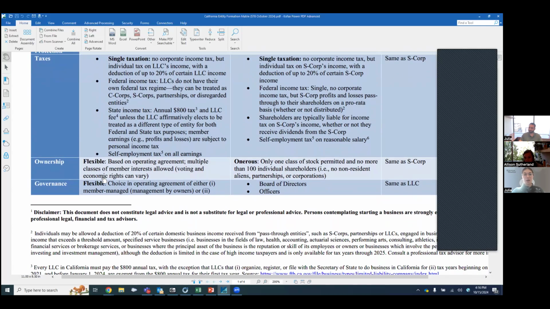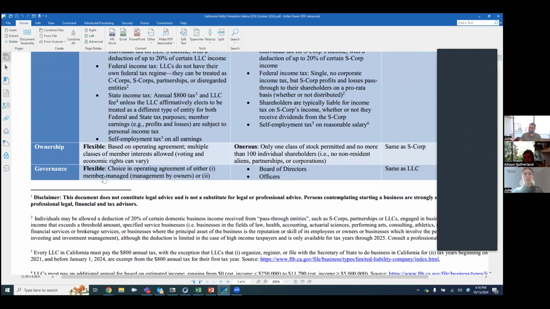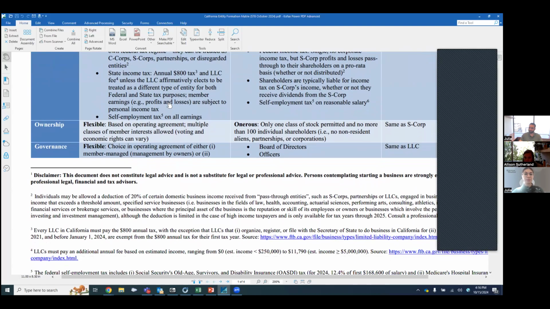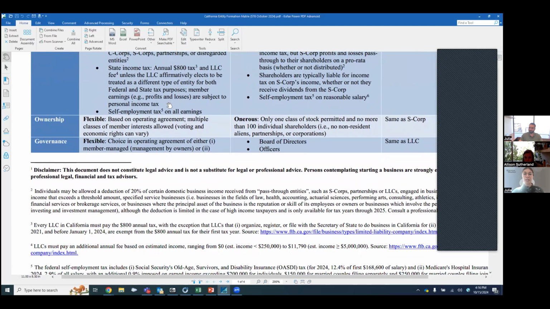And LLCs do not have their own federal tax regime and can be treated as C corps, partnerships, or disregarded entities. And there are some state income tax considerations. There's an annual $800 tax and LLC fee, unless the LLC affirmatively elects to be treated as a different type of entity for both federal and state taxes.